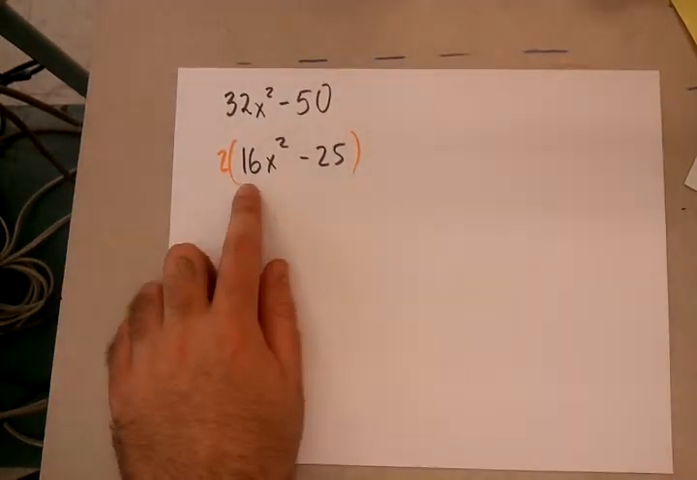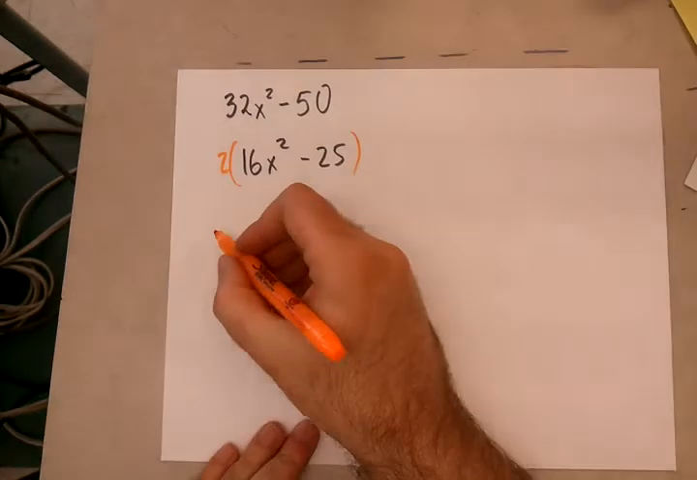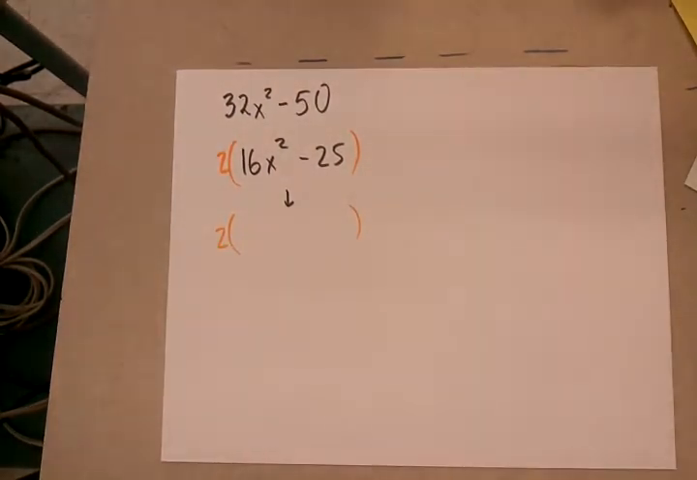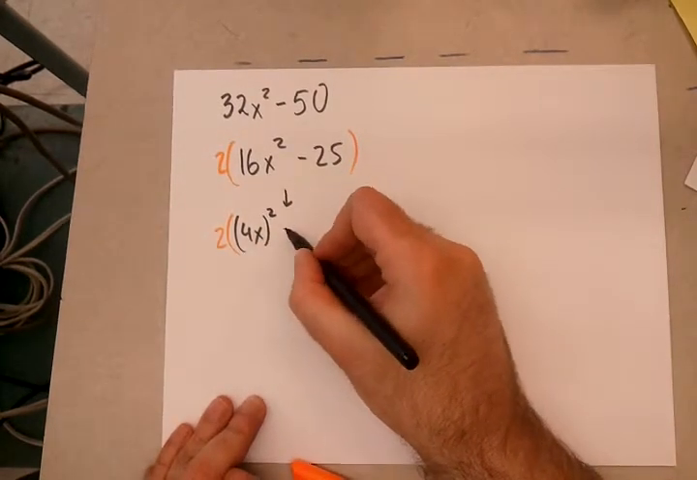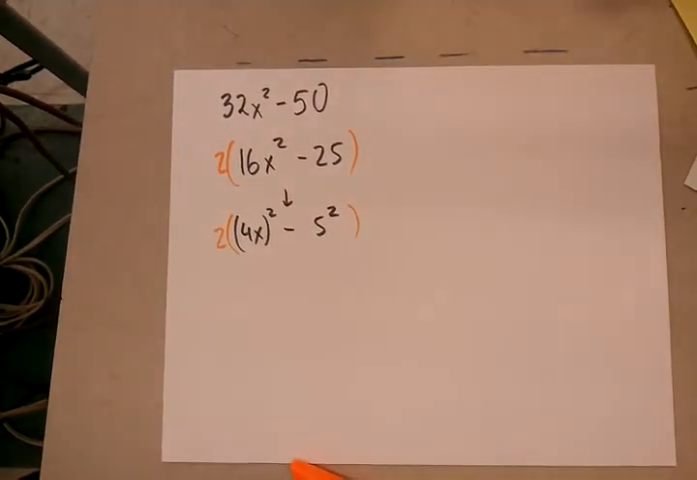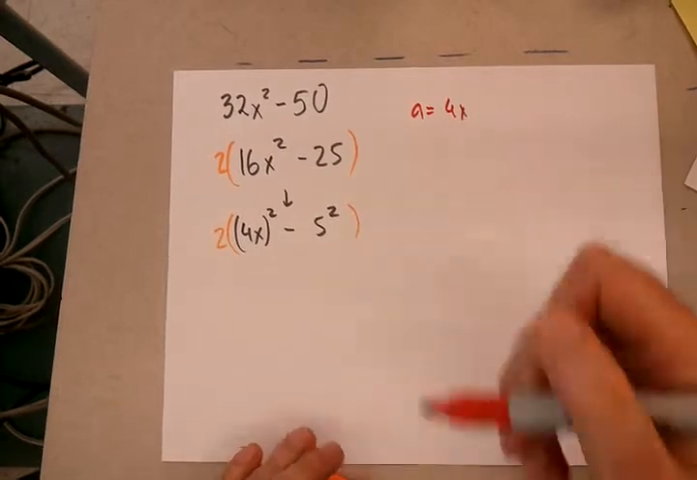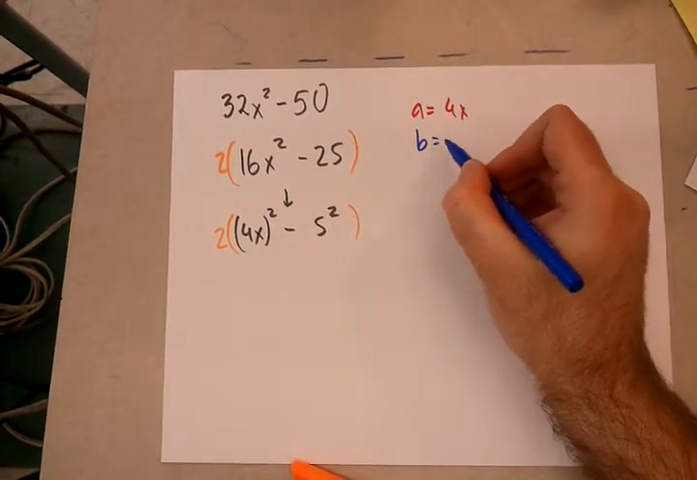Now, 16 is a perfect square, so is 25. So I can write that down as, still the 2 outside, 4x all taken to the second power minus 5 squared. Which means that my a is the 4x and my b is the 5.